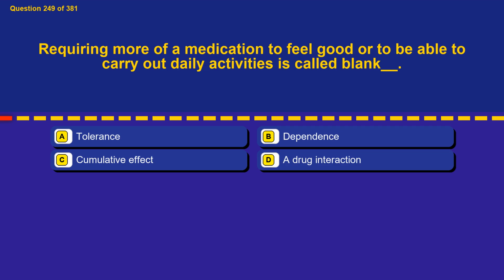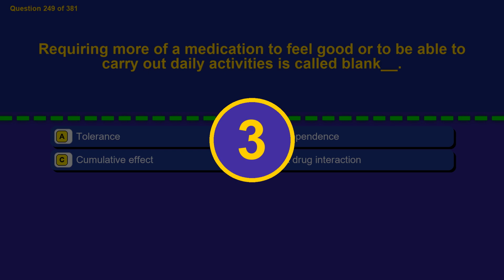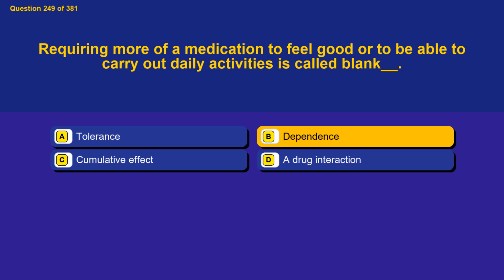Question 249. Requiring more of a medication to feel good or to be able to carry out daily activities is called blank blank. Option A, tolerance. Option B, dependence. Option C, a cumulative effect. Option D, a drug interaction. The correct answer is option B, dependence.